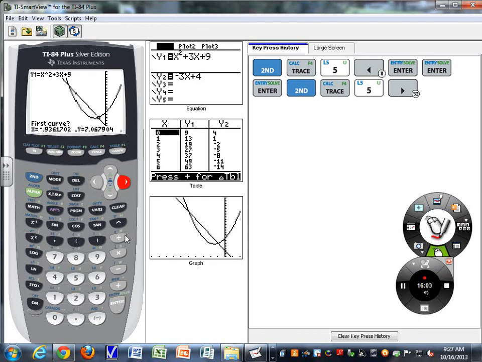I'm going to do mine while you guys are doing yours. I got negative 1, 7, like I thought we would get algebraically.